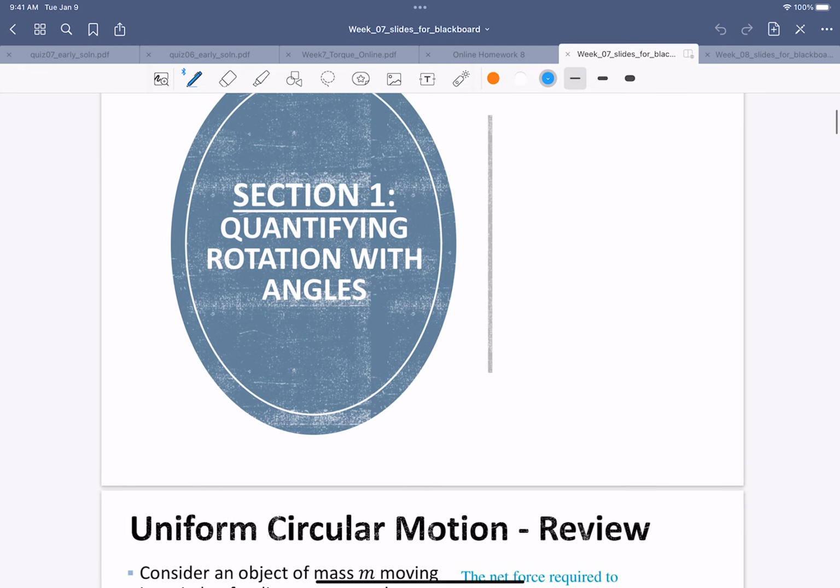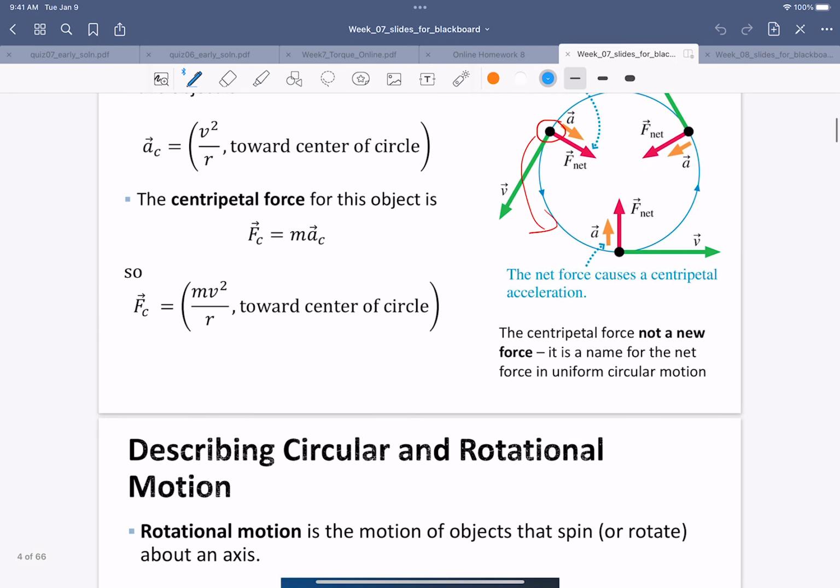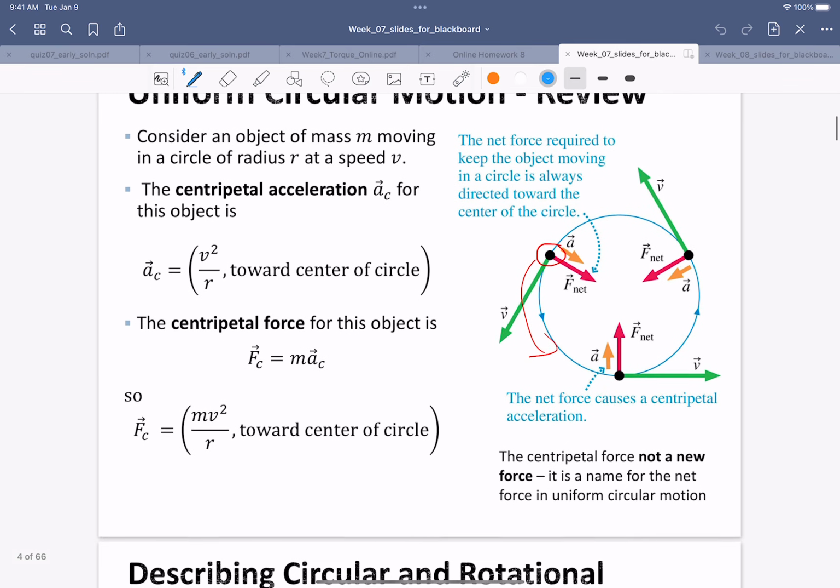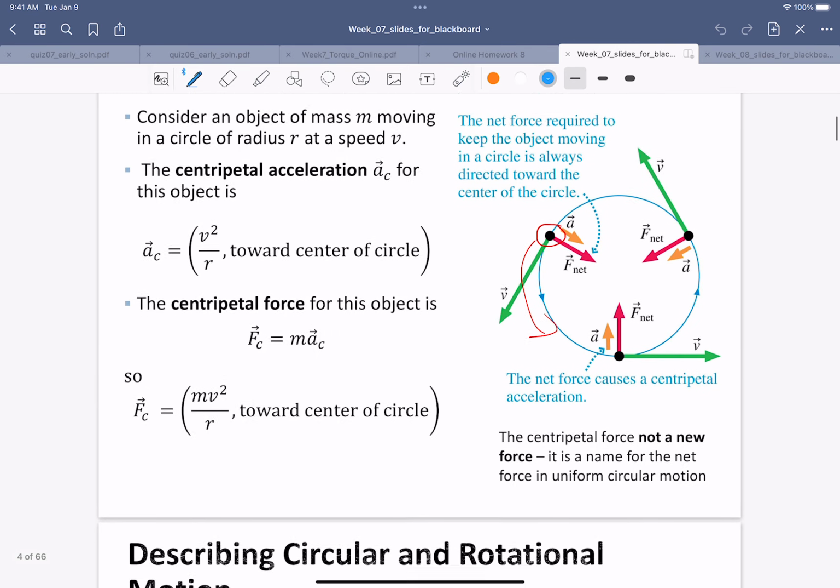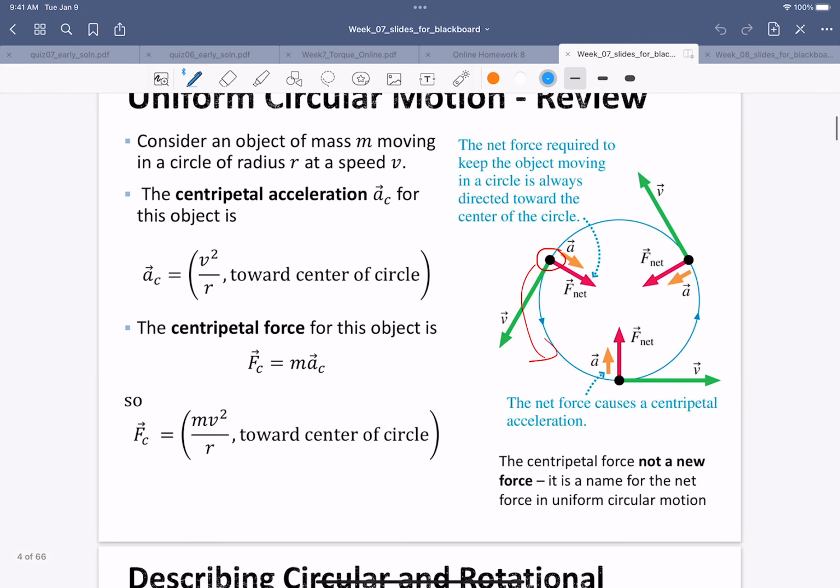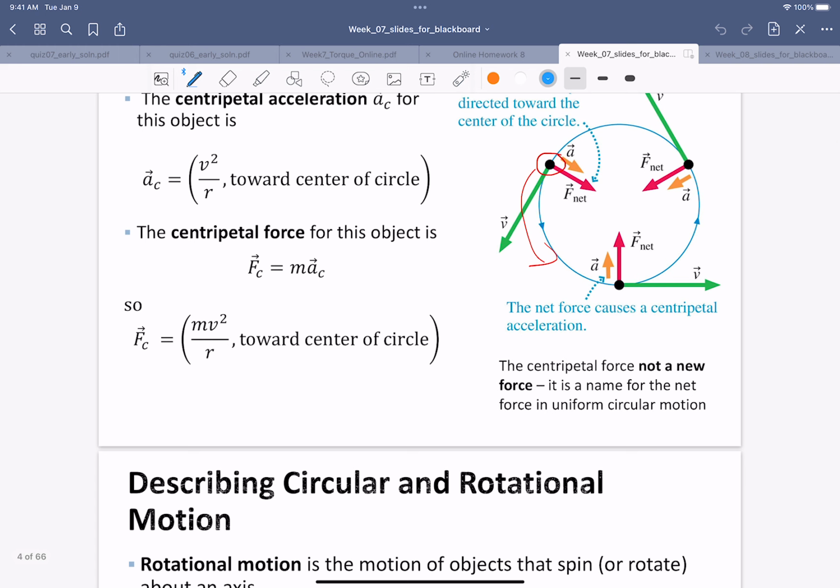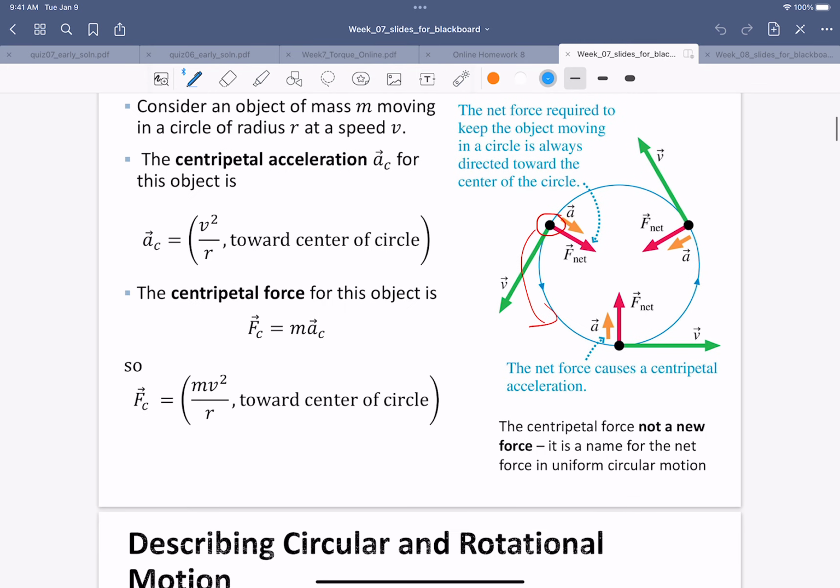So section 1, quantifying rotation with angles. So with uniform circular motion, remember in the last chapter, not last week, but the week before, with centripetal acceleration, centripetal force, right? We had centripetal acceleration equal to v squared over r, right? So that's your speed squared over the radius for your circular path. And then centripetal force was just equal to mass times that centripetal acceleration.